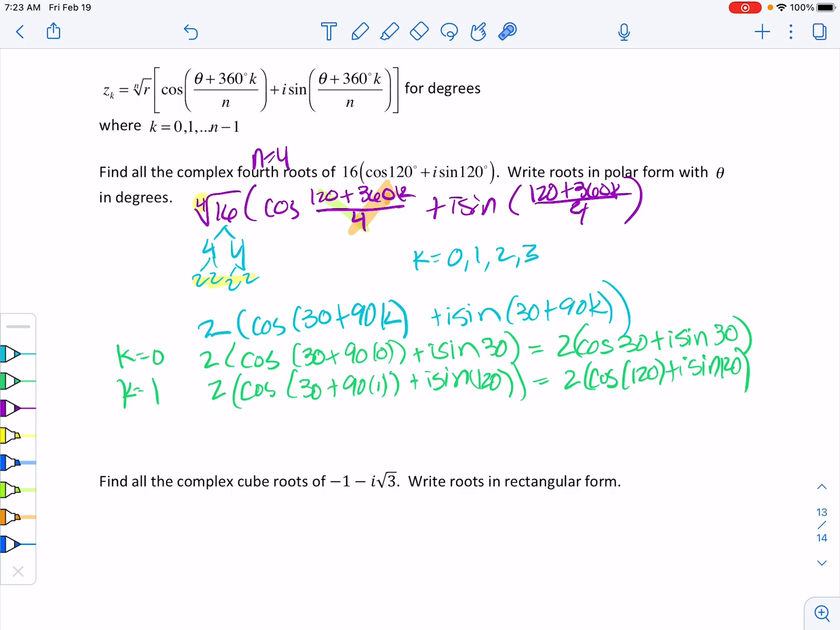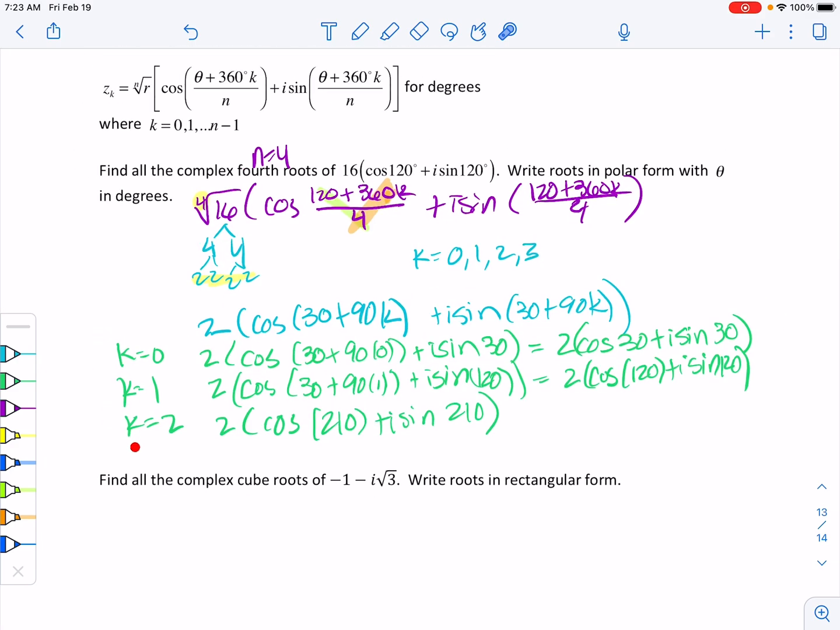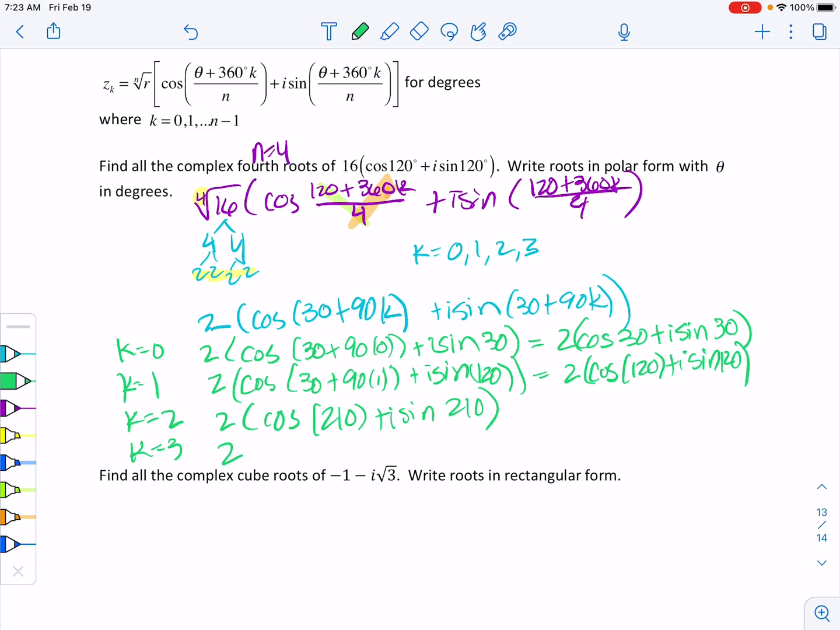So then when I have k equals 2, we have 2 times cosine of 210 plus i sine of 210. All right. So then I feel like there's less arithmetic to do when we do it that way. So for k equals 3, I'm going to add 90 more to the 210. So then that gives us cosine of 300 plus i sine of 300.